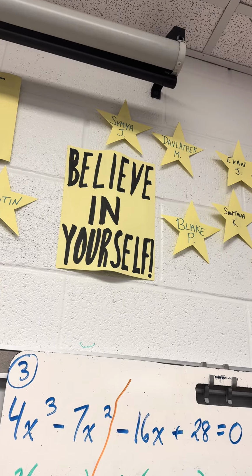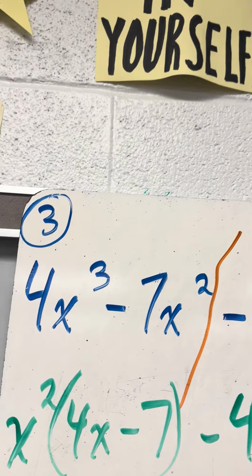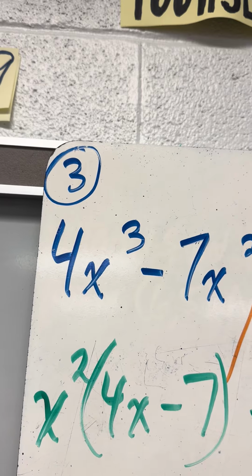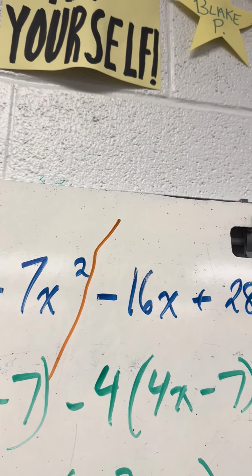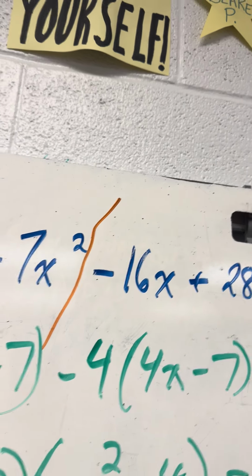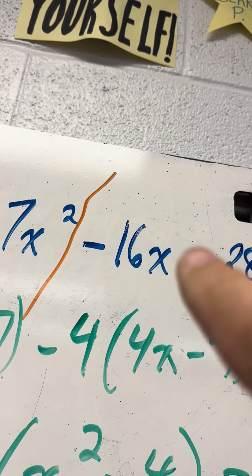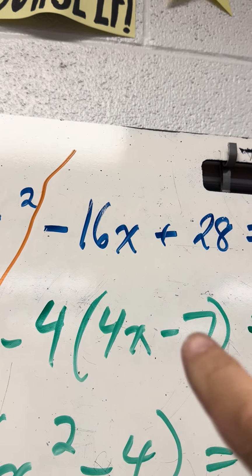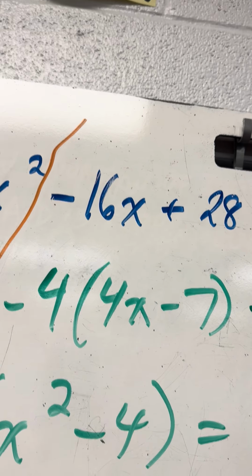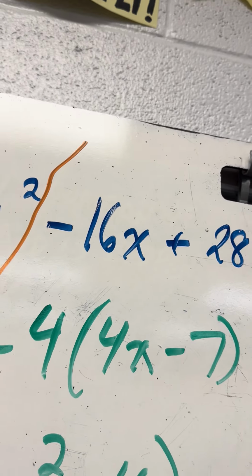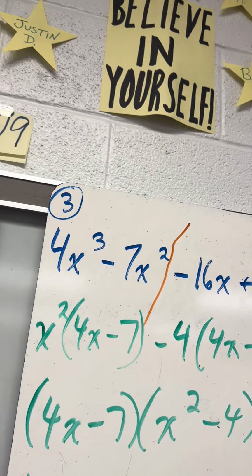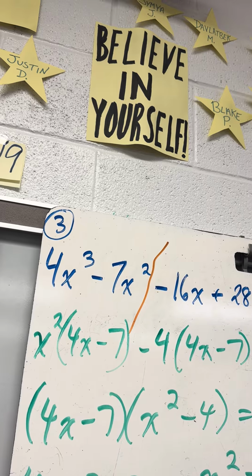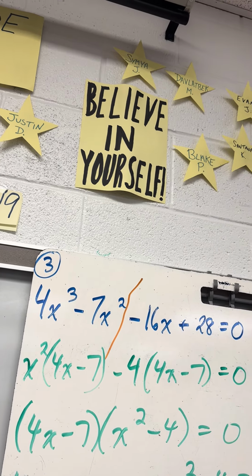Break it in half here, and you've got x squared common to both terms here. You're left with 4x minus 7. You take out a negative here, and when you take out a negative here, this becomes a negative, because negative times a negative makes a positive, right? So you're left with 4x minus 7. Okay? So what's common to both is 4x minus 7. You're left with x squared minus 4 equals 0.